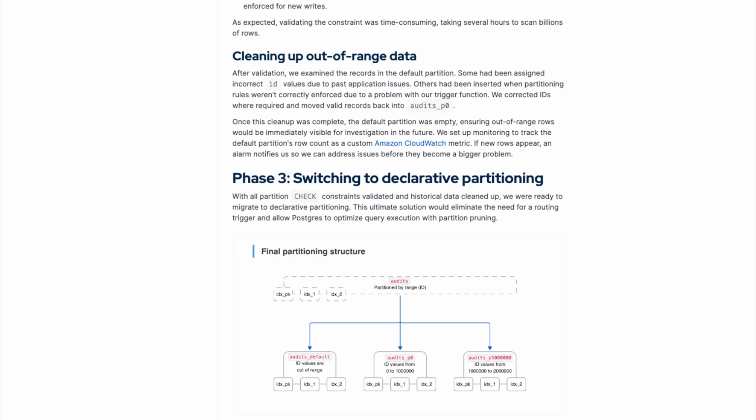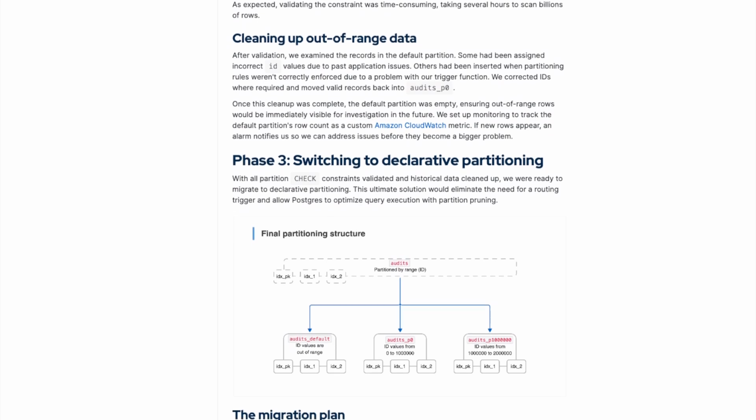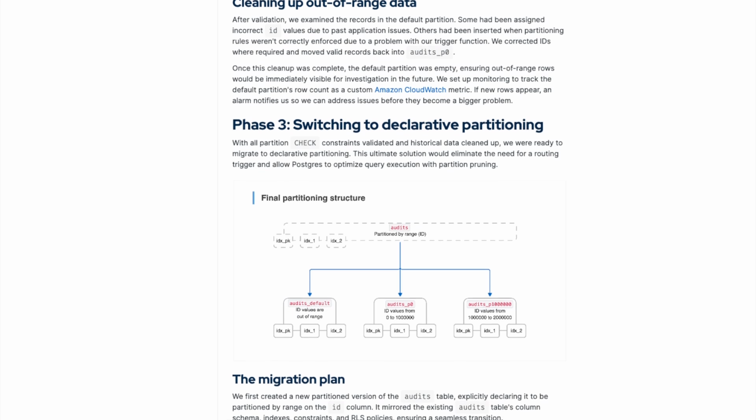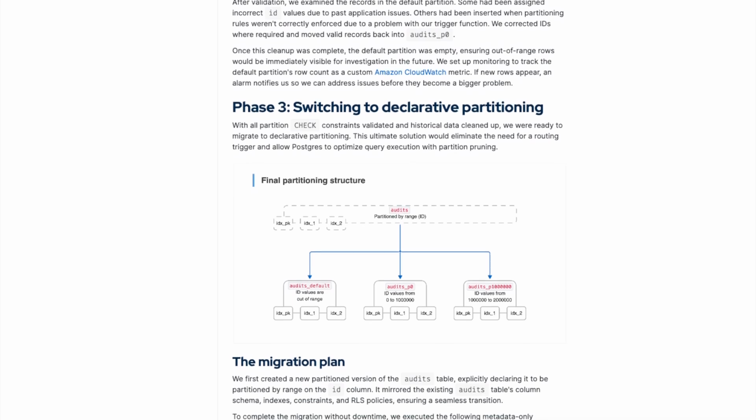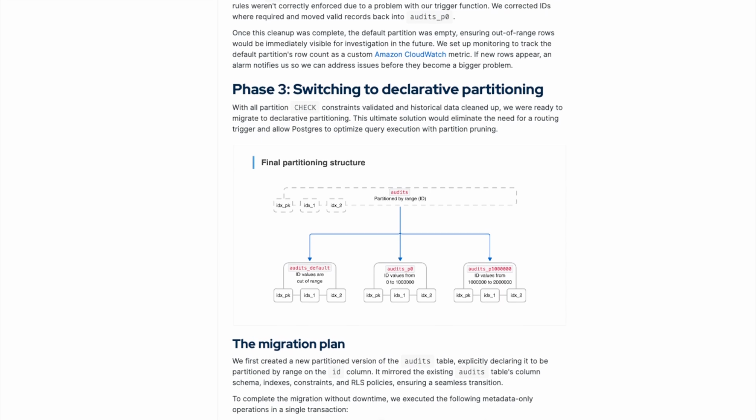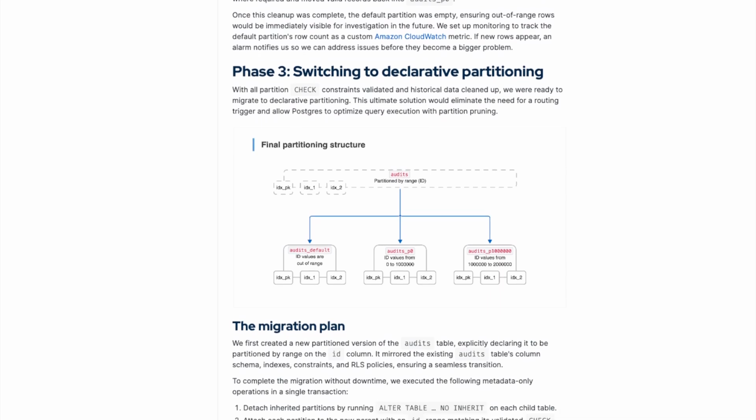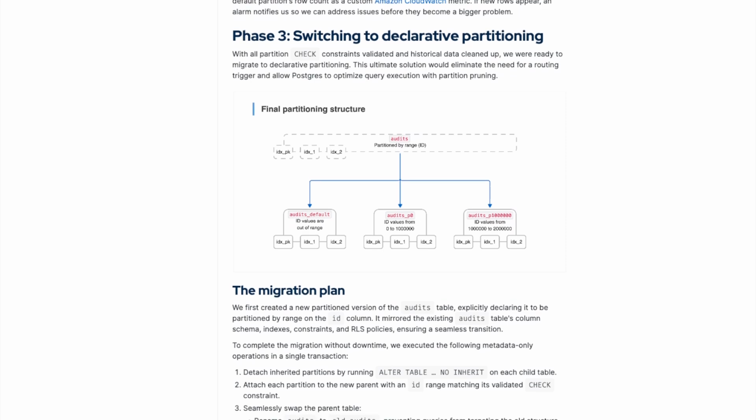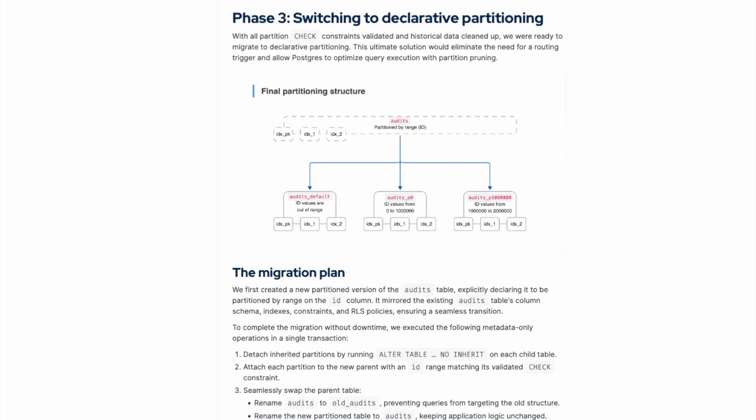And the clever rename trick. Exactly. They renamed the original audits table to something like audits_p0, making it the first historical partition, then renamed the new parent partitioned_audits to audits. So the app just kept writing to audits, but now it was hitting the inheritance structure? Seamless. Very smooth, zero downtime for that switch.